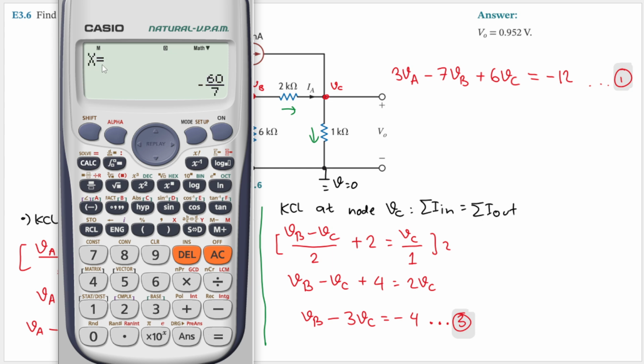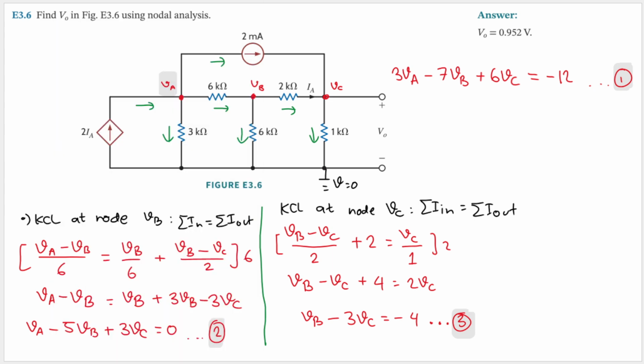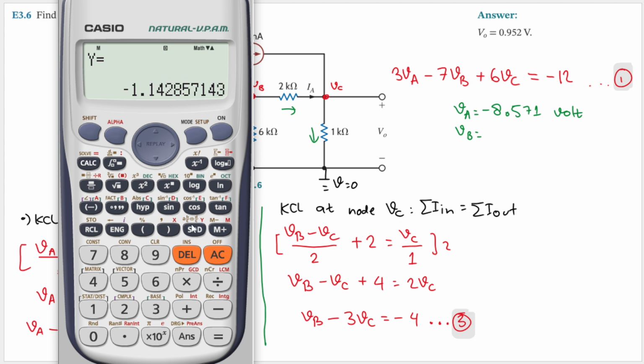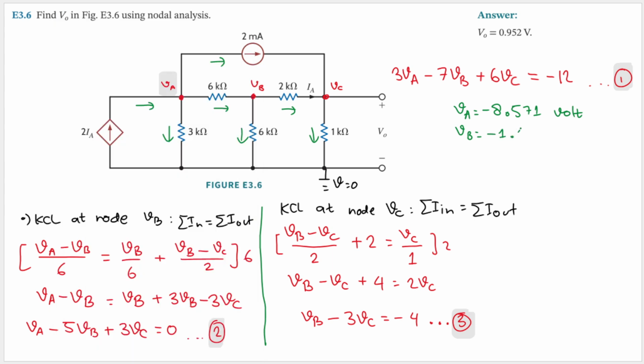Okay, we'll have the X value is VA, right? So we'll have VA minus 8.571. Okay, let's write that. VA is minus 8.571, and the unit will be volt. And then what is VB? VB is, what is this? Minus 1.143. Okay, minus 1.143, and the unit here is also volt.